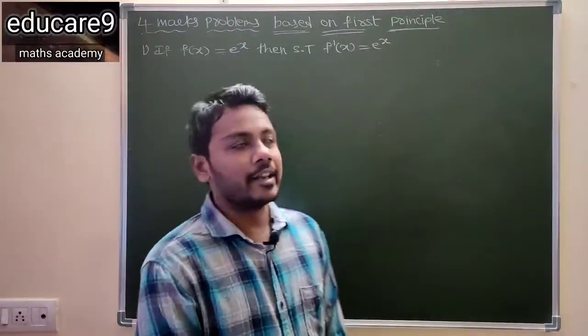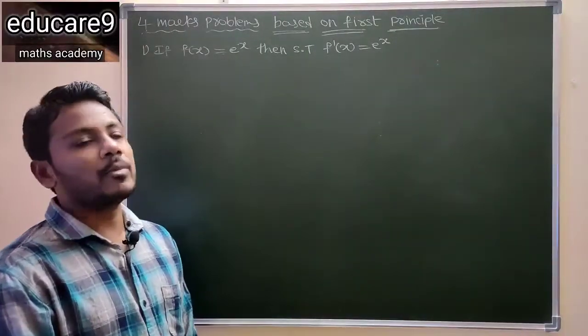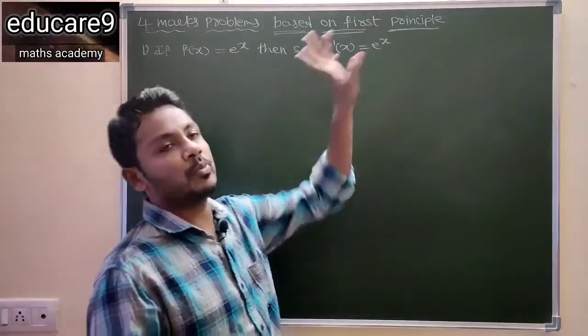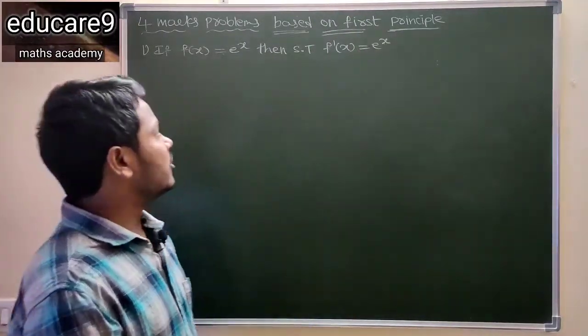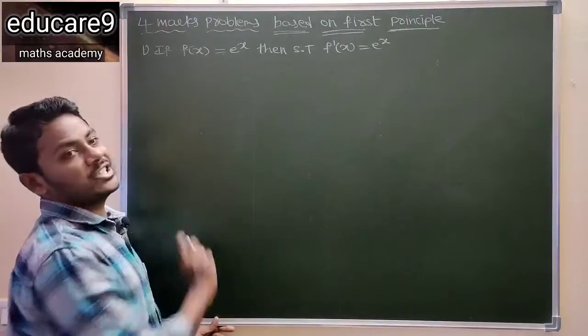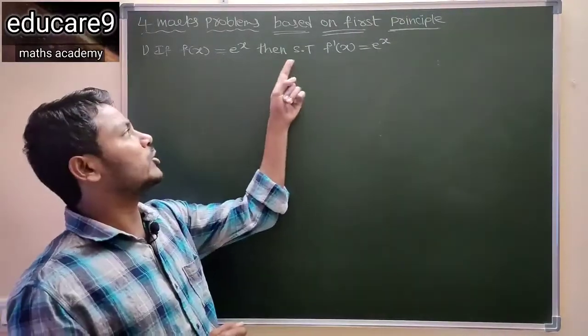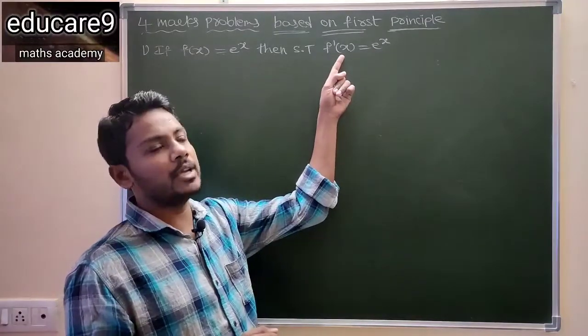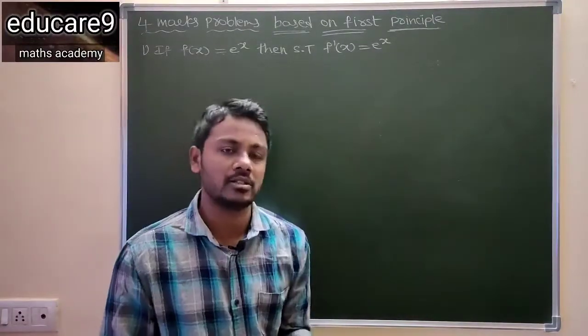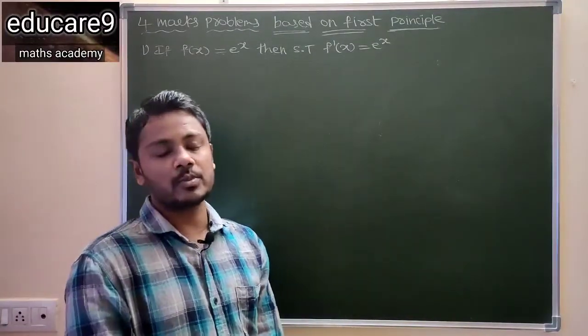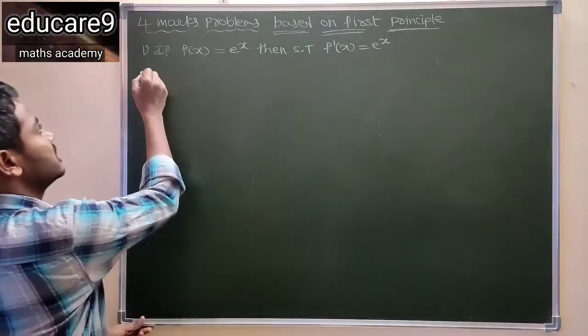So for this session we will discuss a few problems based on the first principle. See your first one: f of x is equal to e power x. This is the given function. Then show that the first derivative, f dash of x, is e power x, by using the first principle.